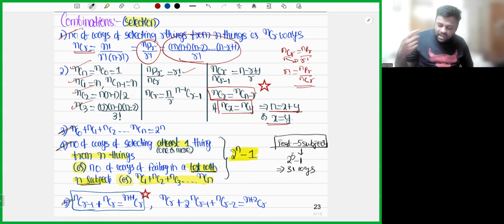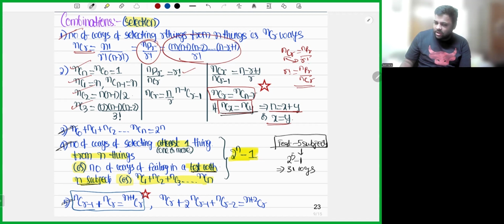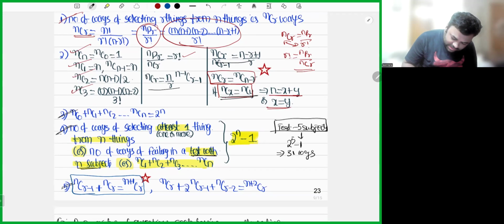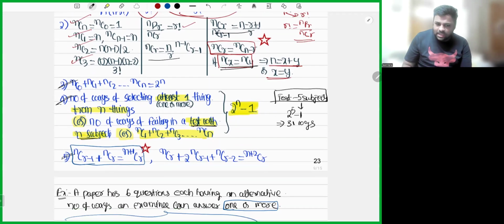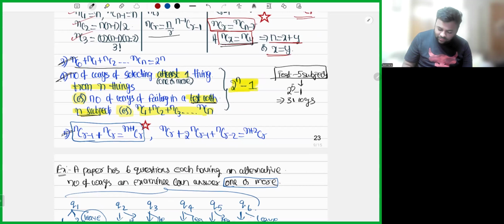Then we have seen if NCR is equal to NCN minus R, then... I said if NCX is equal to NCY, then X equals Y or N will be equal to X plus Y. However, these two properties we haven't seen, but they are not that important. Next, we have seen NC0 plus NC1 plus NC2, and so on till NCN is 2 power N. Next, the number of ways of selecting at least one thing from N things is NC1 plus NC2 and so on, which is equal to 2 power N minus 1.